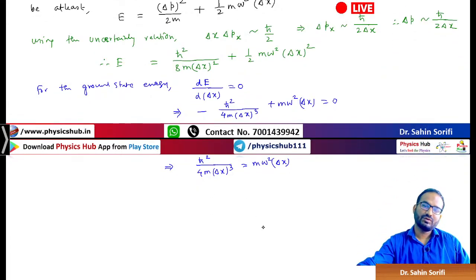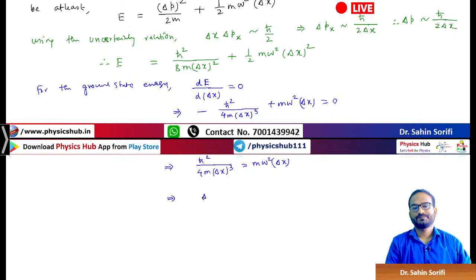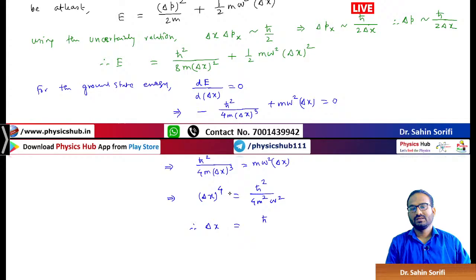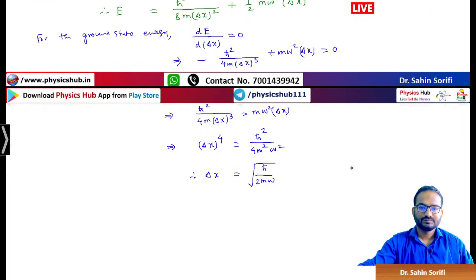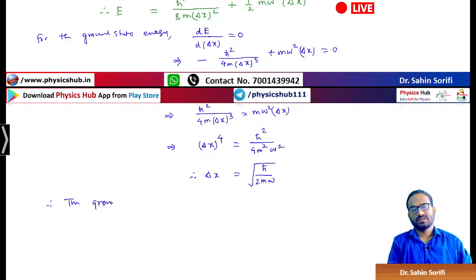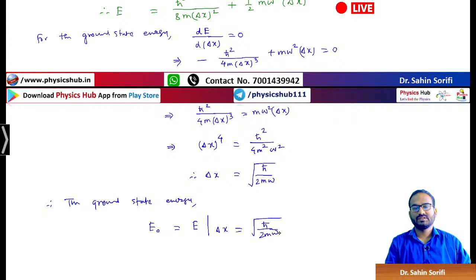So delta x to the power 4 is equal to h cut square by 4 m square omega square. So look, delta x square is equal to the square root of this, so h cut by 2 m omega. Now further taking square root will give you the square root of h cut by twice m omega. So for this we will get the minimum value of the energy. Therefore the ground state energy, let's say E0, will be E at delta x equal to root over h cut by twice m omega. Simple thing, right?